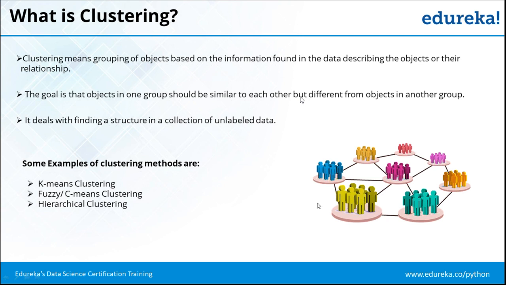From this group, one person, and from that group, one person, if I match their properties, then I should find that they are very different from each other, right? So that is the whole aim of clustering. It deals with finding a structure in a collection of unlabeled data.